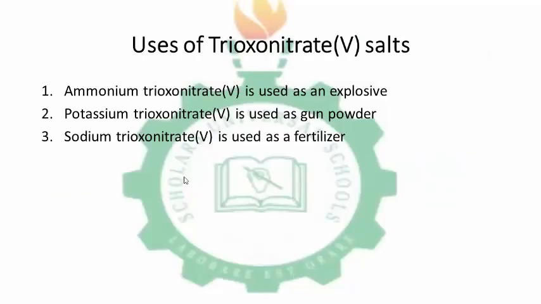Uses of trioxonitrate 5 salt. Ammonium trioxonitrate 5 salt is used as an explosive. Potassium trioxonitrate 5 salt is also used as gunpowder, and sodium trioxonitrate 5 salt is used as a fertilizer. Please let's take note that these are just a few uses of many uses of trioxonitrate 5 salt.